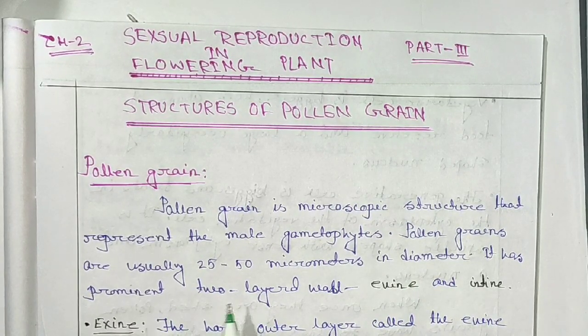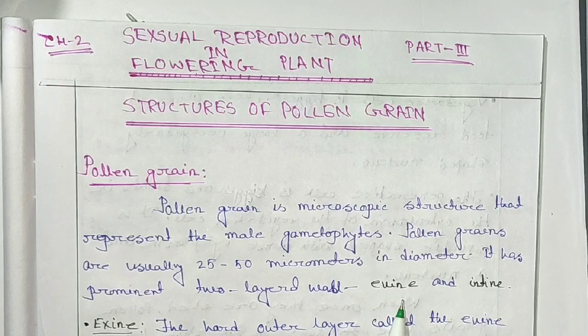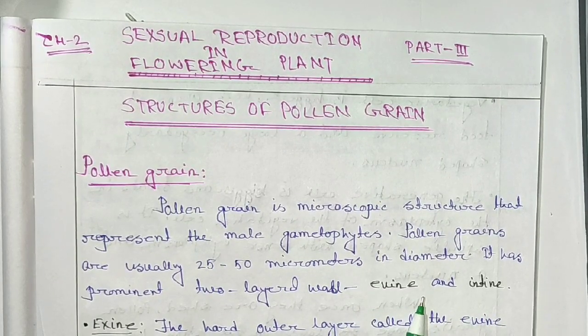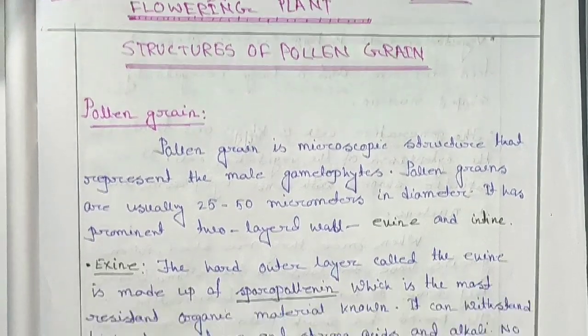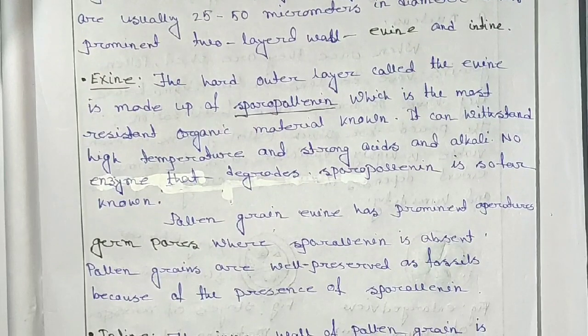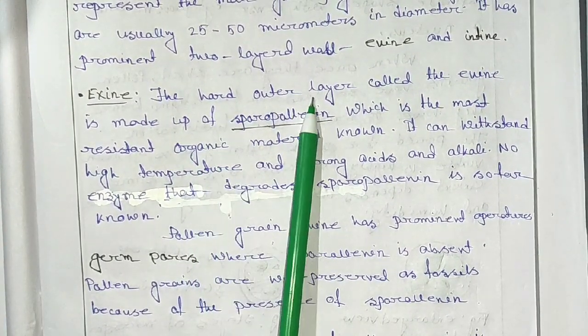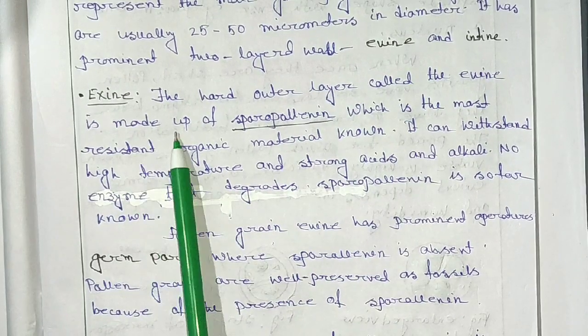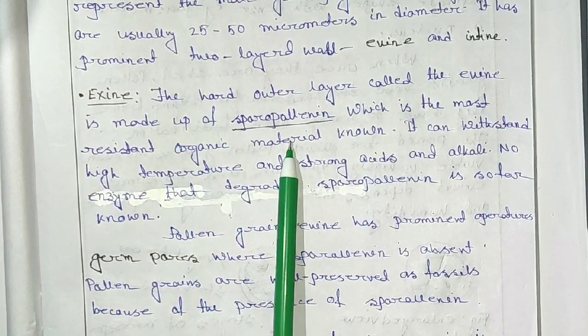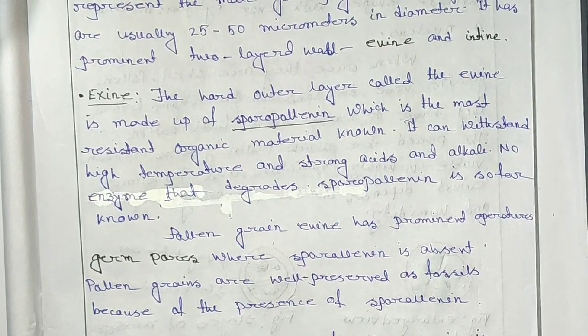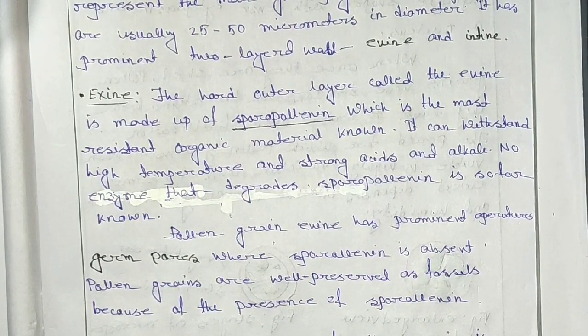It has a prominent two-layer wall, that is exine and intine. The outer layer is known as exine and the inner layer is known as intine. So what is exine? The hard outer layer called the exine is made up of sporopollenin, which is the most resistant organic material known. So what is sporopollenin?